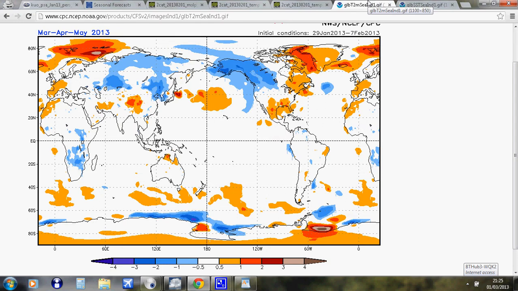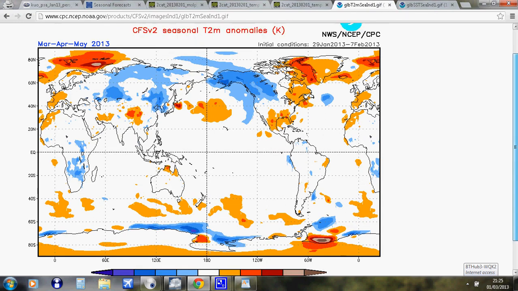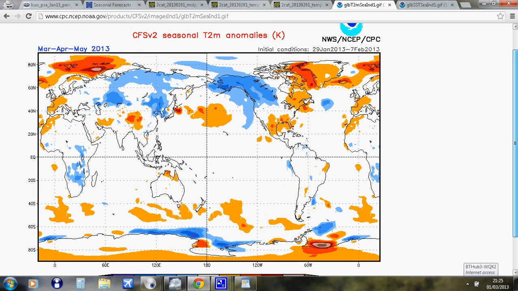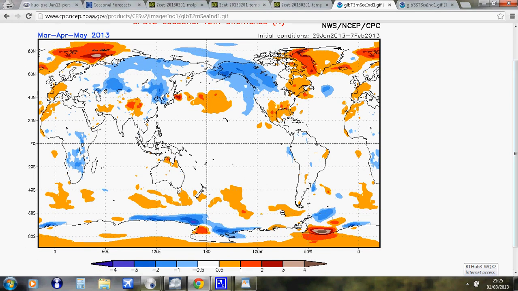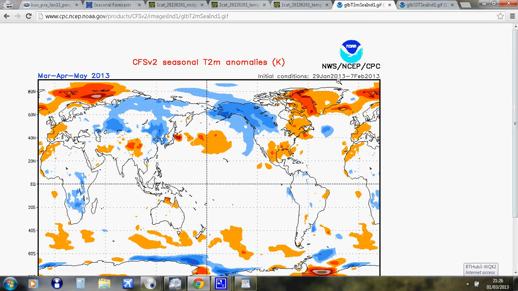This is actually the 2 metre temperature anomalies for the period of March, April and May, and basically the oranges mean above average temperatures at 2 metres above the surface. And the deeper into the orange, with the dark oranges and into the reds, and even some of the nice little greys we've got here across the northern parts of the hemisphere as well, basically means above average temperatures, and the blues mean below average temperatures. See here we've got a little blob of blue across parts of the Atlantic.